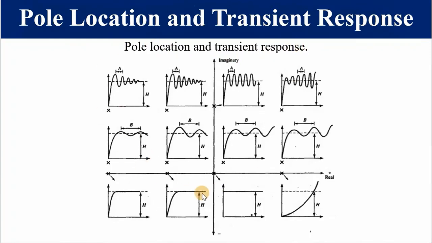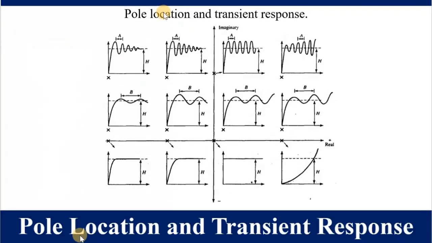So this is the relationship between the pole location and the transient response, and when we talk of stability, guys, we'll be analyzing the location of the poles on the right hand side as well as on the left hand side of the S plane. So this is the relationship between pole location and transient response. We'll revisit this.